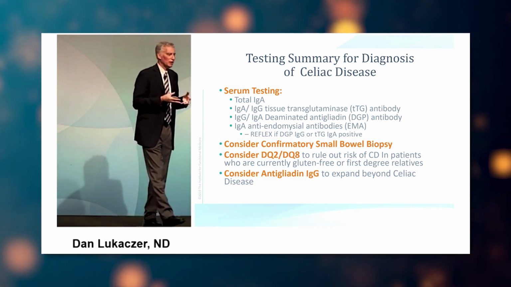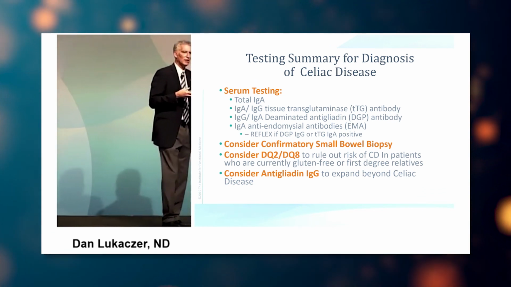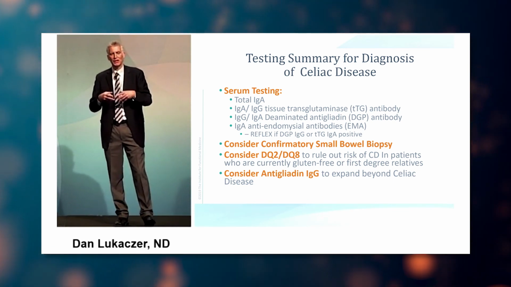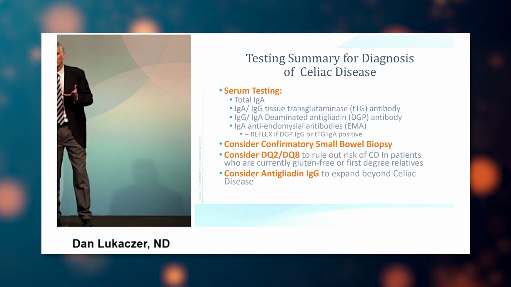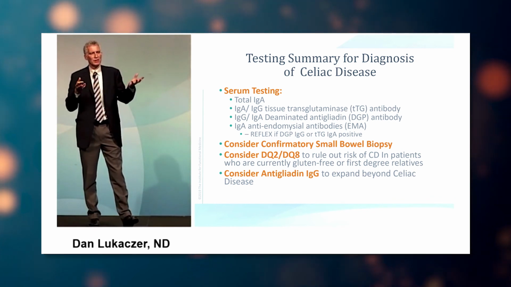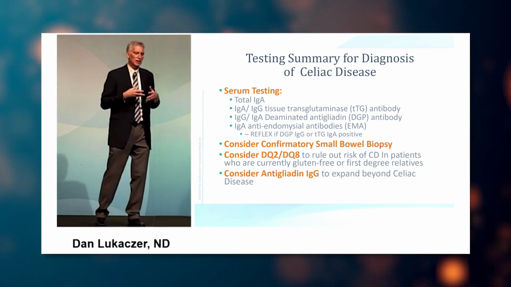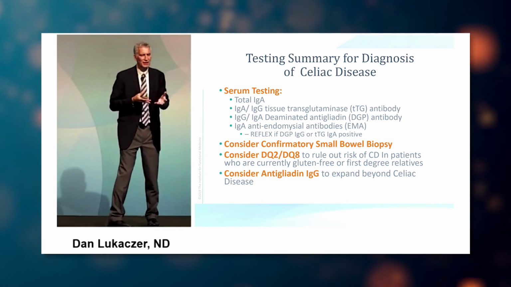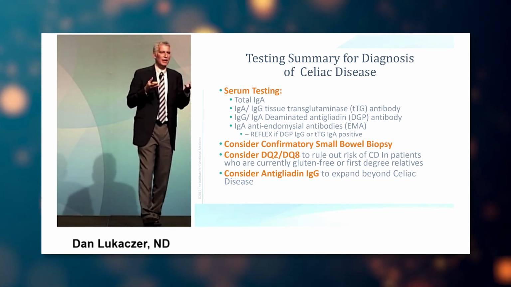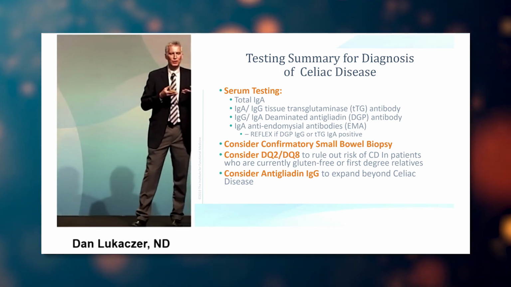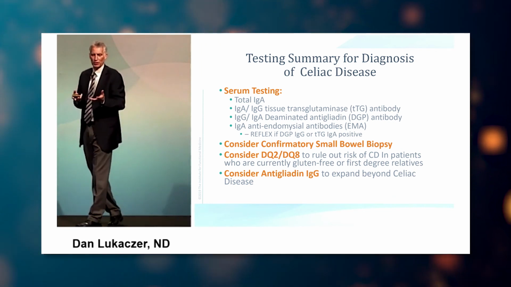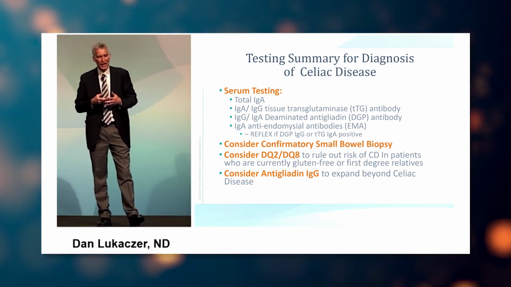Conventionally, it is thought that getting a confirmatory small bowel biopsy is appropriate. If you talk to a gastroenterologist, they're certainly going to say that. I would say that with the sensitivity and specificity of these tests, I feel very confident in recommending a complete non-gluten diet for somebody who comes up positive with those tests. But conventionally, we're looking at a confirmatory small bowel biopsy.